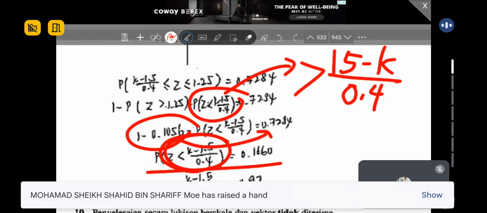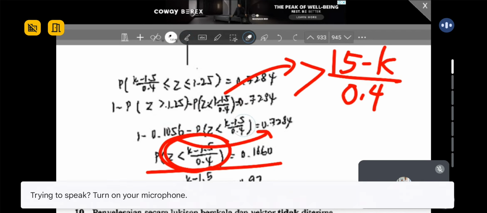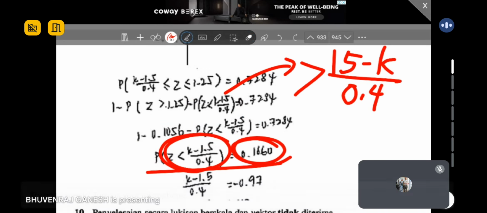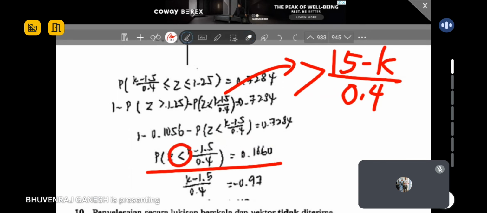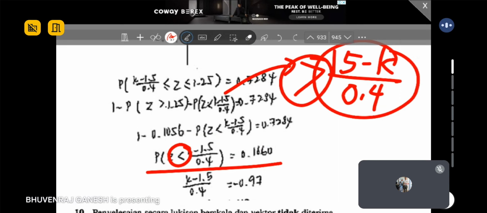Am I right, guys? Teacher, sometimes probability is more than 0.5. How? You must use 1 minus lah to make it less than 0.5. Then only you can get the value in the table. So you see over here, this value you can read in the table. Am I right? Because less than 0.5. Lebih kecil dari 0.5. So you just read from the table. But then this sign over here is wrong because it's less than. So less than must always change to greater than. So when you use greater than, your answer add negative. So that's why it becomes 15 minus k over 0.4.